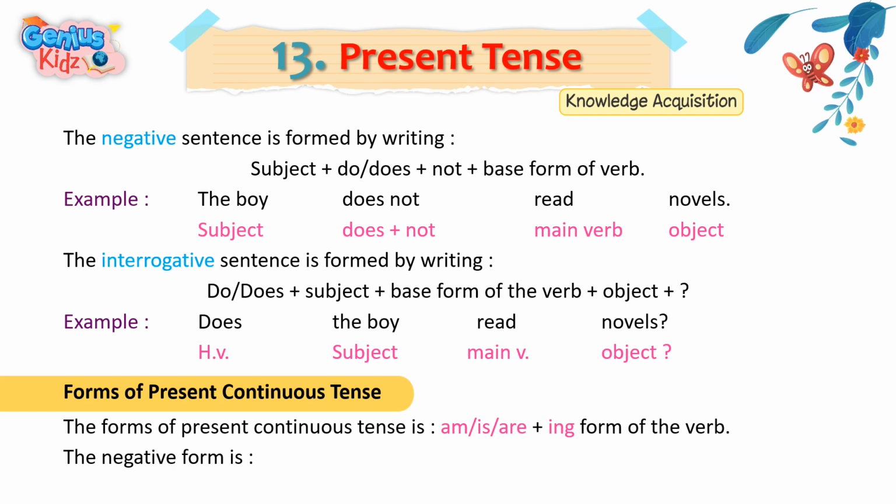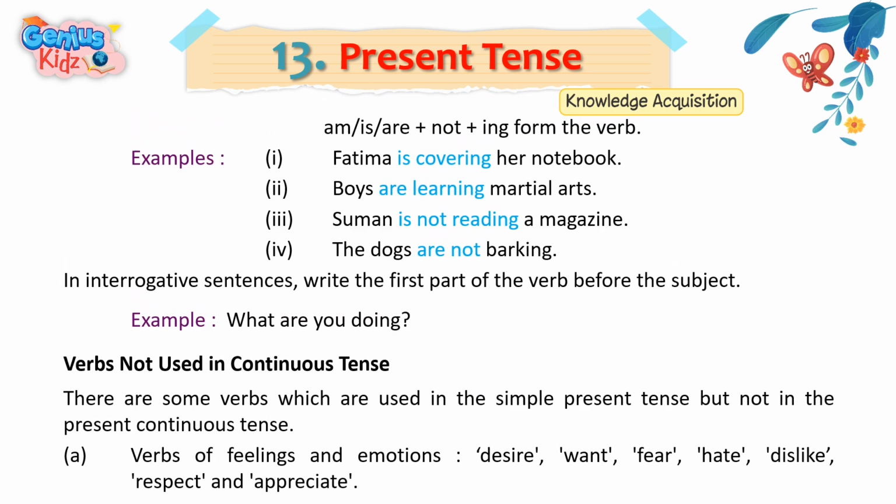Forms of present continuous tense. The form of present continuous tense is am, is, are plus ing form of the verb. The negative form is am, is, are plus not plus ing form of the verb. Examples: 1. Fatima is covering her notebook. 2. Boys are learning martial arts. 3. Suman is not reading a magazine. 4. The dogs are not barking.